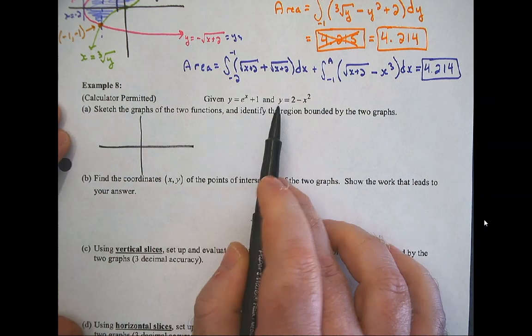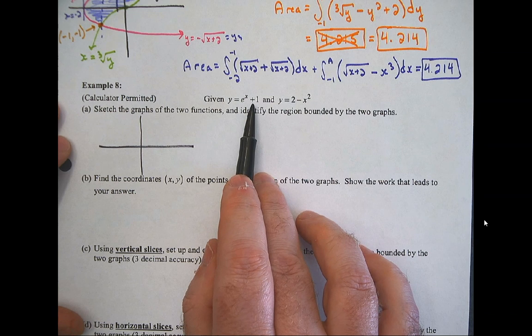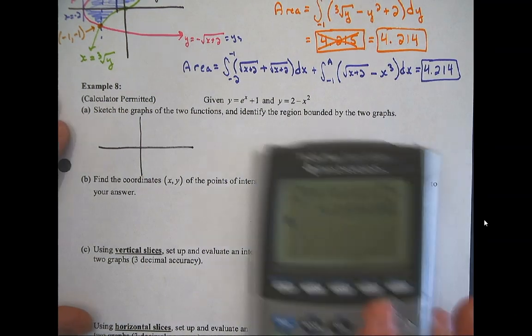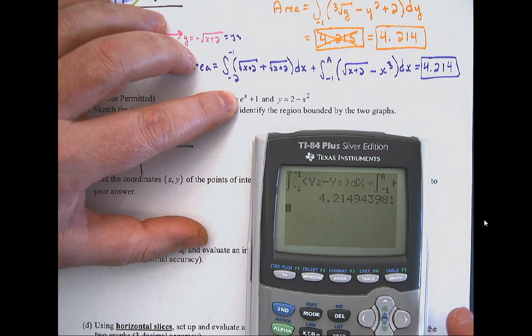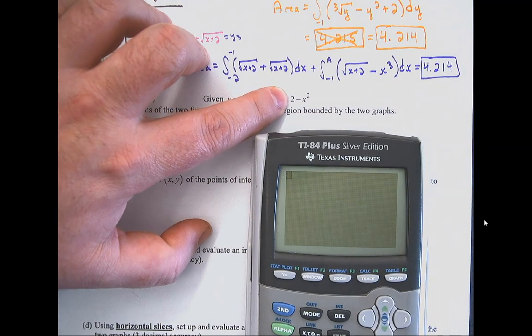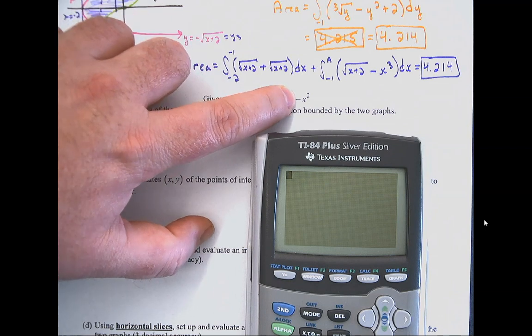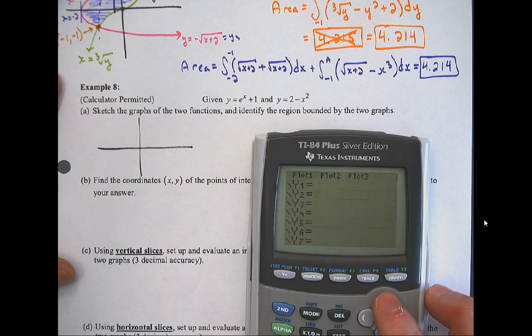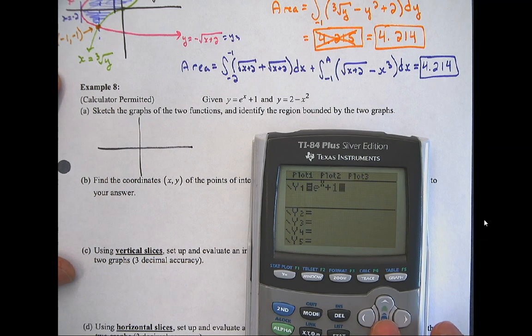So I could sketch these by hand, I think, but I get calculator permitted, so I'm going to double check. This is going to be a shift up of the exponential function, and this is going to be a shift up of a reflected parabola. But I want to get a good window. I want my calculator to help me find a good picture here. So e to the x plus 1, 2 minus x squared. I'm going to do a zoom 6 first.